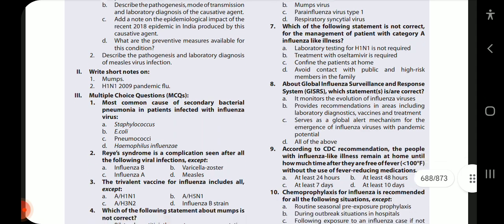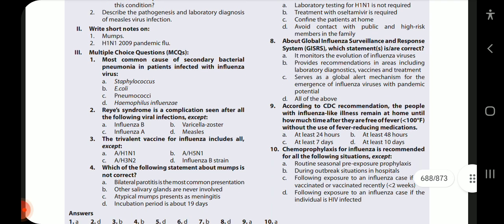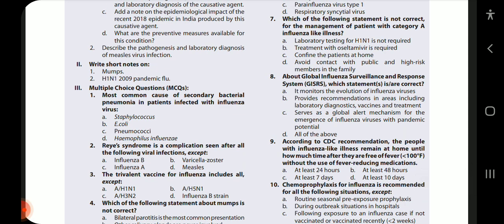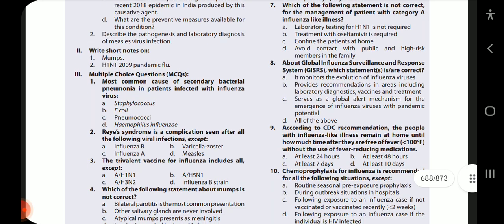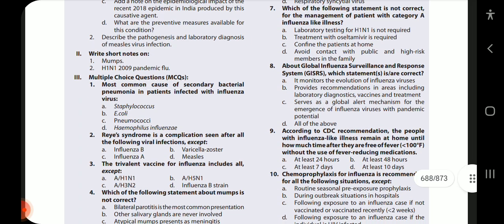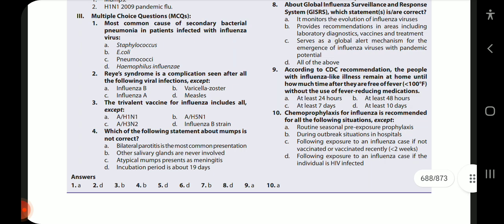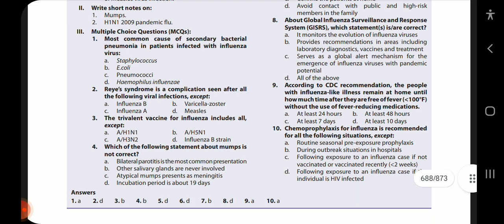Now, which of the following statements is not correct for the management of a patient with category A influenza-like illness? Lab testing for H1N1 is not required. Treatment with oseltamivir is not required. Confine the patient at home, and avoid contact with the public and high-risk members of the community. Which is not correct? Treatment and lab diagnosis are not required, but treatment can be done if needed. Okay, symptomatic treatment.